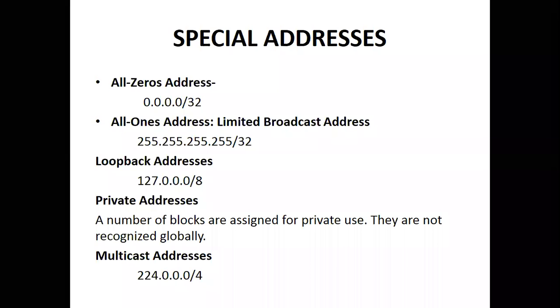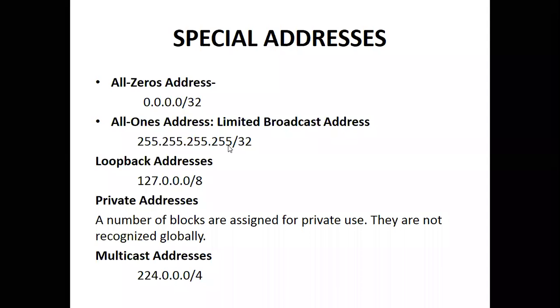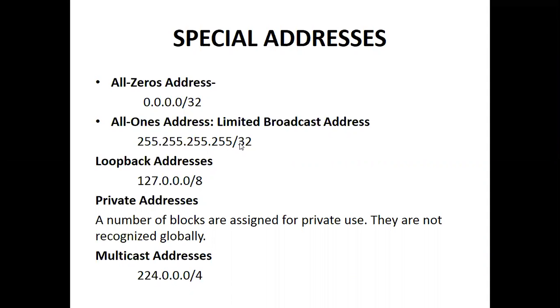I hope the people are recollecting. In ARP protocol, we have seen this concept. So this way, these special addresses can be used in the network for finding the IP setup in the network. All ones, that is, all 32 bits are ones. So means what? 255.255.255.255. So this is a purely broadcast address, /32.